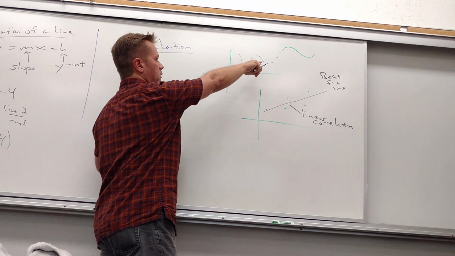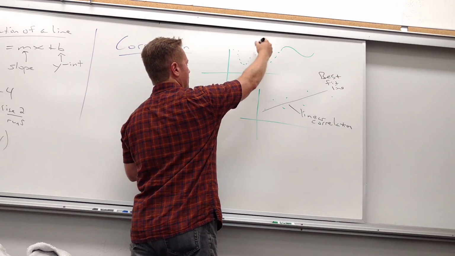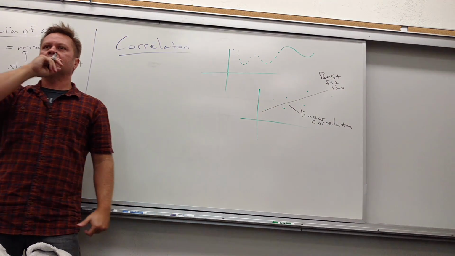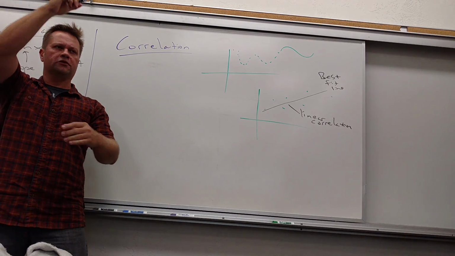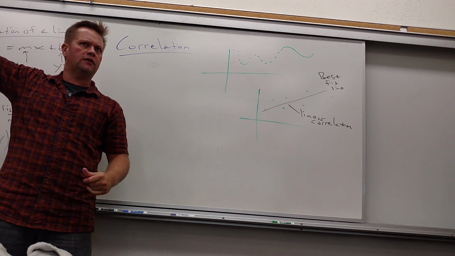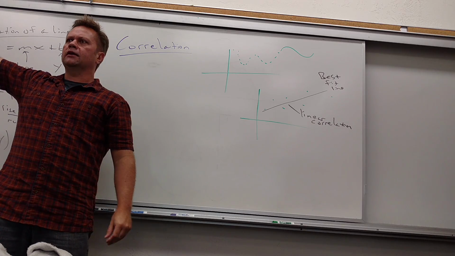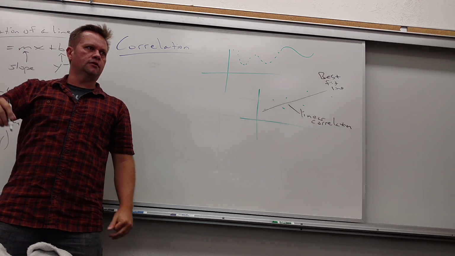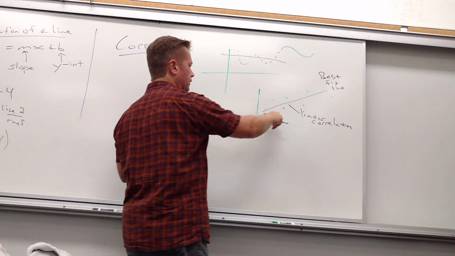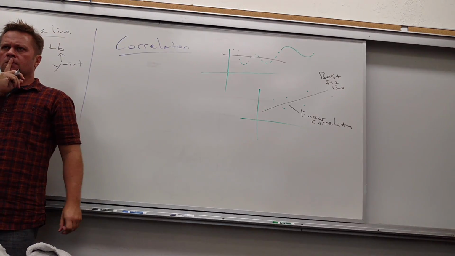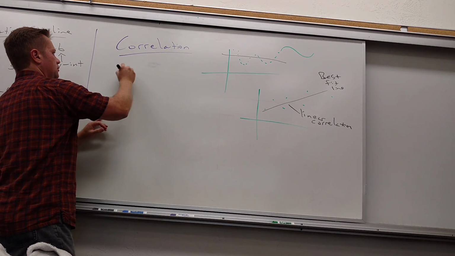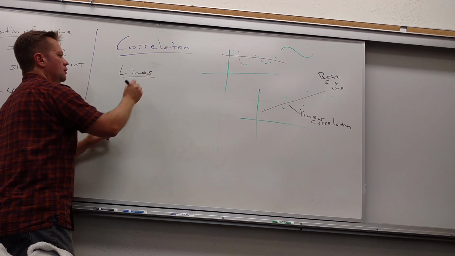What kind of correlation would this be? This looks kind of freaky. It's some kind of polynomial, some kind of very curvy thing, maybe even trigonometry stuff. We're not going to deal with that. Don't worry. We're going to deal with linear correlations. So that brings us back then to lines.